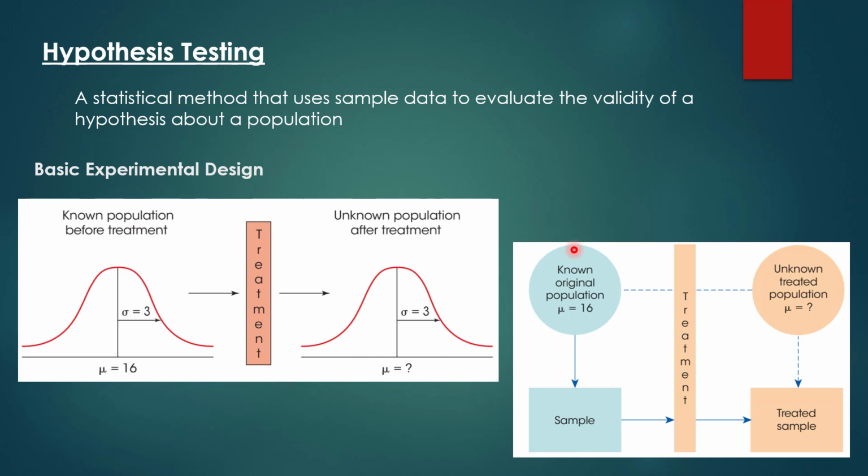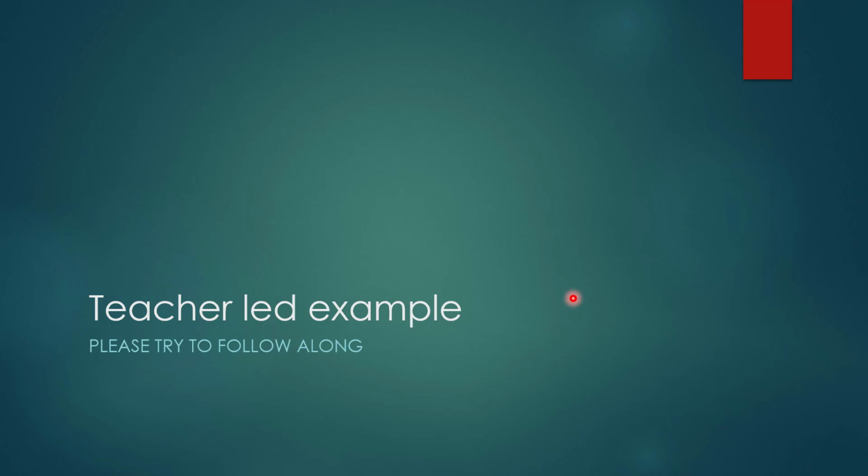So here's a little bit more specific about what we're looking at. Typically you have a population and you have a known mean perhaps. You pick a sample, remember a representative sample from that population, it undergoes some treatment and you end up with a treated sample and a treated sample mean. What we want to do is assume that that treated sample mean will generalize to the population. And so we're comparing this unknown treated population mean to the known population mean to see if there's a change. So we're going to go through a teacher-led example.